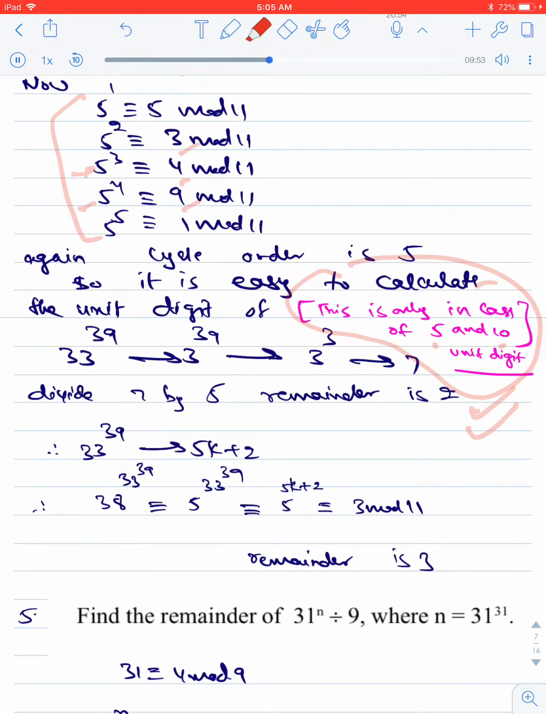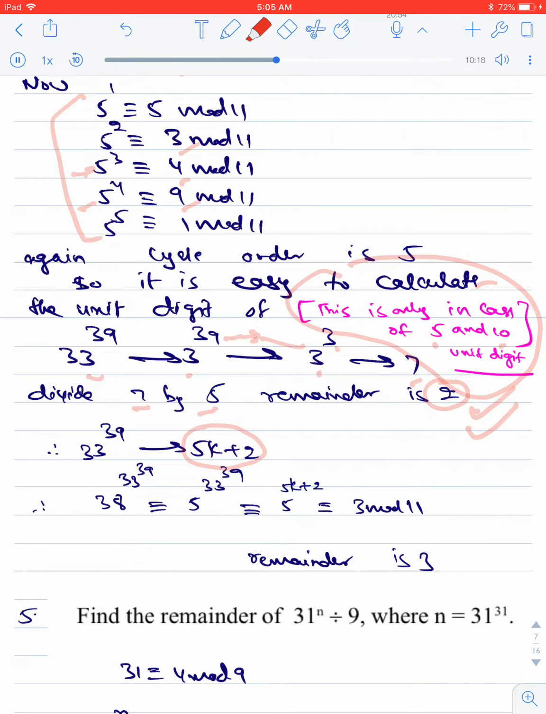Now here 33 raised to power 39, which is n, behaves as 3 raised to 39 as a unit digit. Now 3 also has a pattern of 4, so divide 39 by 4, we get a remainder 3. So it behaves as 3 cube, which is 27. So unit digit is 7. Now divide this 7 by 5, we get the remainder as 2. That is 33 raised to power 39 is of the form 5k plus 2.